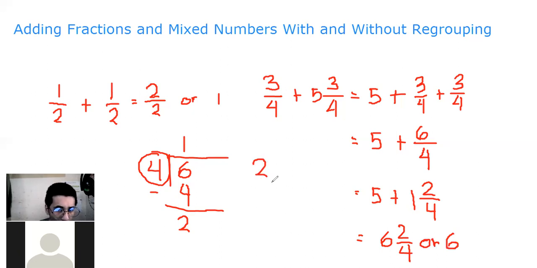Ano ang lowest term ni 2 over 4? What is the lowest term of 2 over 4? Saan natin pwedeng i-divide si 2 pati si 4? GCF. Parang hinahanap lang natin yung GCF niya. GCF ni 2 pati ni 4. So, si 2 pati si 4, ang GCF nila is 2. So, pwede natin silang i-divide parehas sa 2 para malaman natin ang lowest term niya.